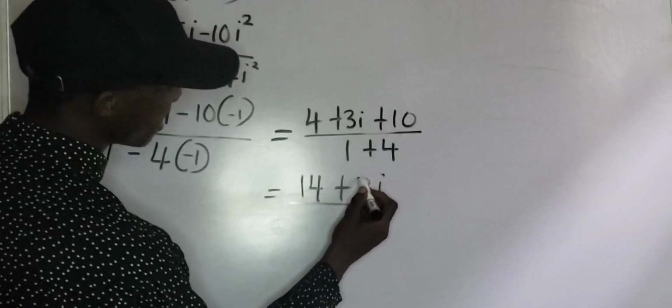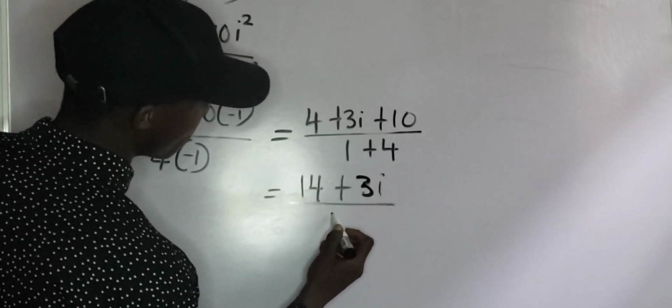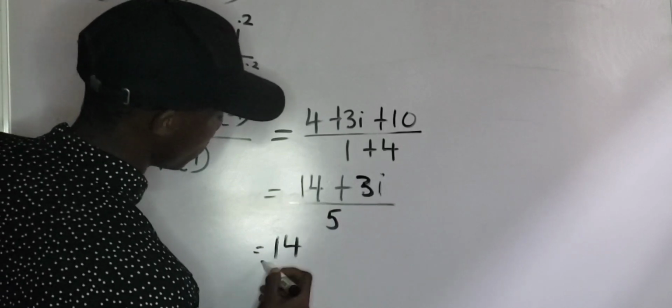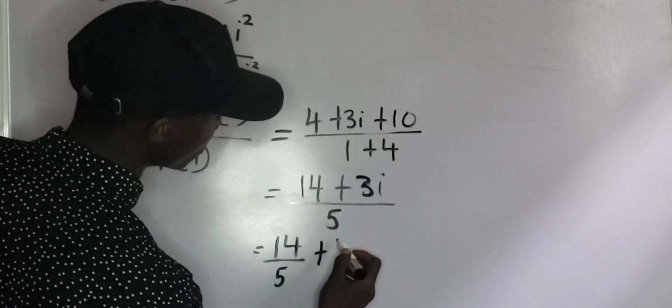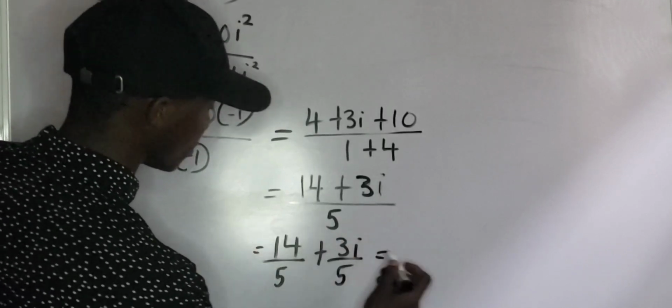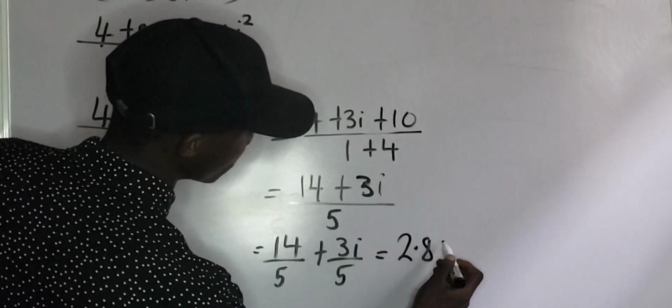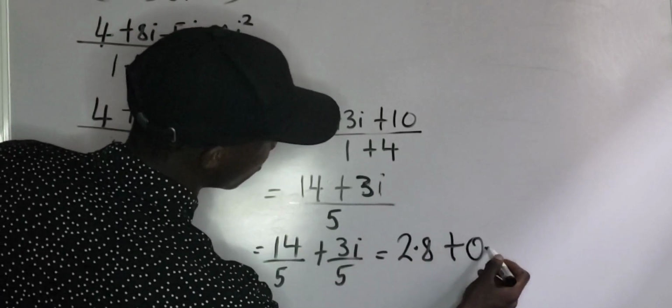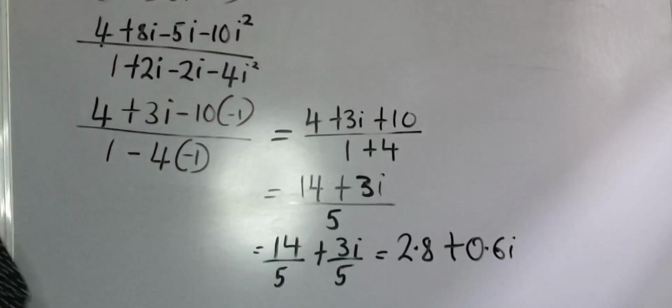14 plus 3i all over 5. So this can be written as 14 over 5 plus 3i over 5. 14 divided by 5 is 2.8, and 3i divided by 5 is 0.6i. So the division of the complex number 4 minus 5i all over 1 minus 2i is 2.8 plus 0.6i.